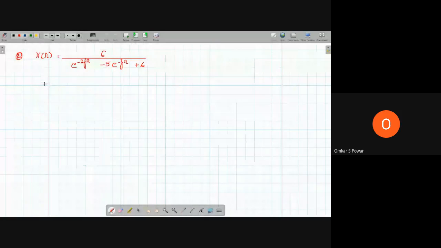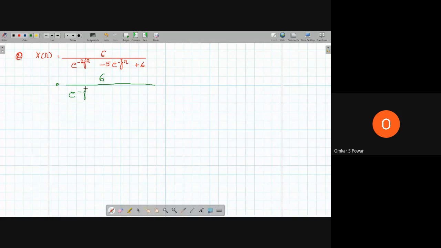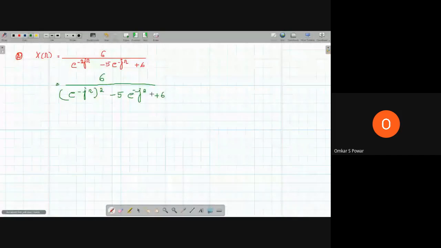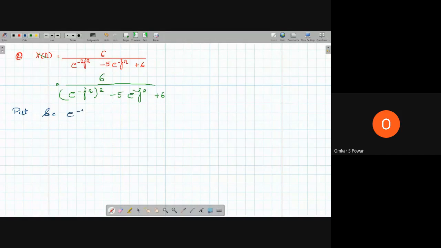First simplify in terms of e power minus j omega, so that it will be easy for you to solve. So I'll write this one as 6 over (e power minus j omega) the whole squared minus 5 e power minus j omega plus 6. Now, as previously, put s equal to e power minus j omega. So now we can solve this easily: 6 divided by s squared minus 5s plus 6. So how can you simplify this one?